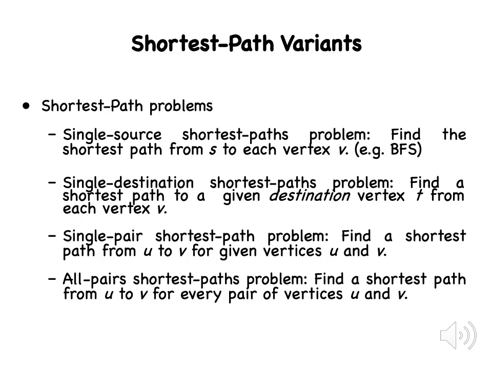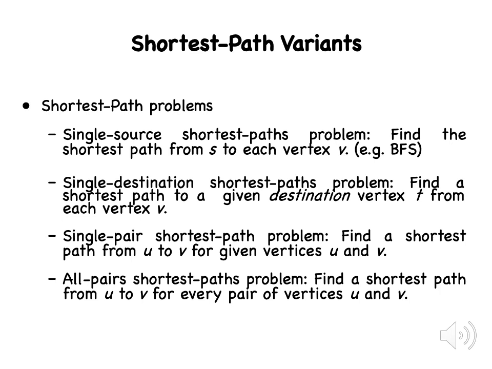If there is no path, then it will be infinite itself. There are some variants of shortest path problems. The first variant is the single source shortest path problem. From the name itself, you can understand there is only one source. Find the shortest path from S to each vertex V, where S is the single source and V are the vertices.